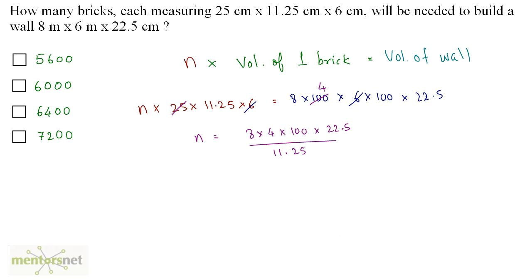Now if you multiply 11.25 by 2, you will get 22.5. So 22.5 divided by 11.25 is 2. So we have 8 times 4 times 100 times 2, isn't it? 8 times 4 is 32, and 32 times 2 is 64, times 100 is 6400. So we need 6400 bricks to make up this wall. Option C.